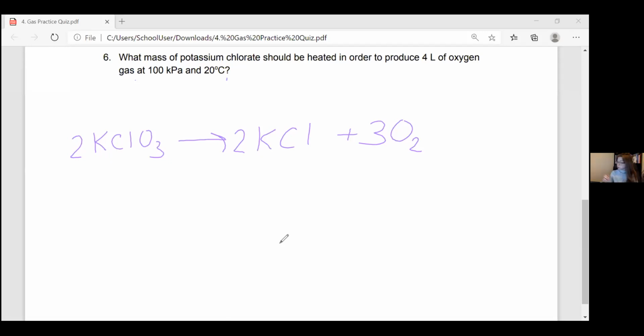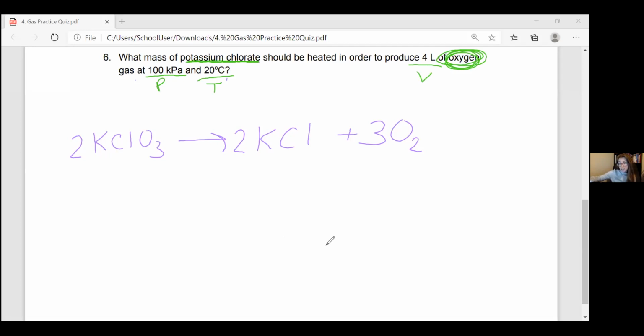Let's look at what information we're given. So I'm given 4 liters, that's a volume. It's of oxygen, that'll be important to keep in mind what the volume is of. 100 kPa is a pressure, 20 degrees Celsius is a temperature. So I have a pressure, a volume, a temperature. All the information I currently have is about oxygen, and what they want me to find is about potassium chlorate.